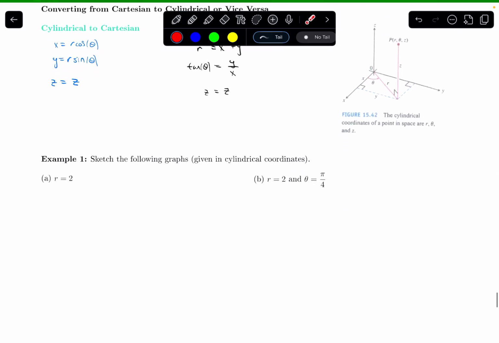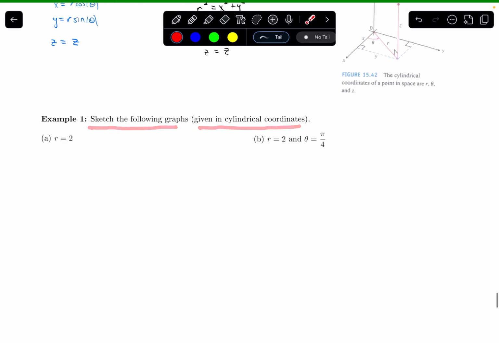So I want to sketch the following graphs, which are given in cylindrical coordinates. So in part A, I have r equals 2. So notice there's no theta or z in this, which means theta and z can equal anything. They can take on any value.